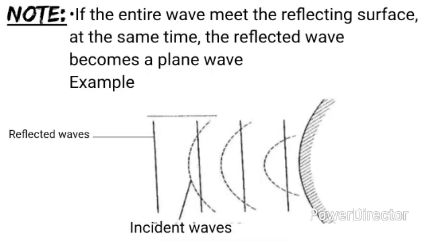Now let us check an example of diagrams of reflected waves. I want us to note that if this particular wave is meeting the surface at the same time, then all the regions of this wave will be reflected at the same time, and therefore the reflected wave will be a plane wave.